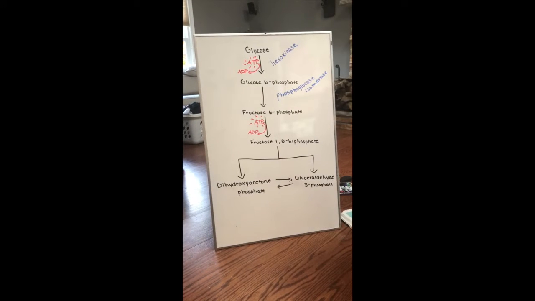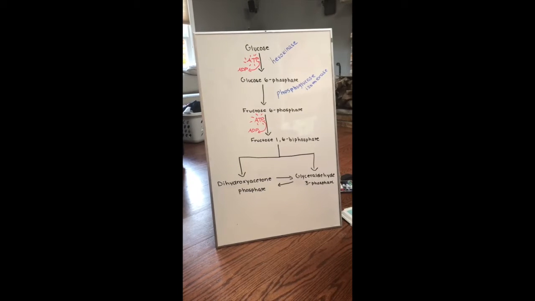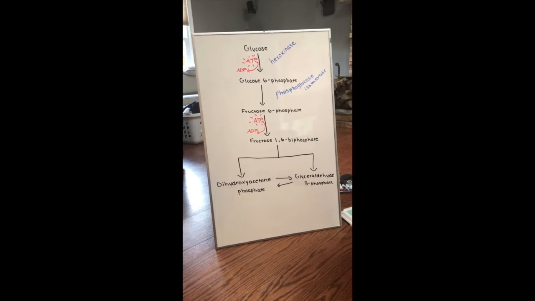Step 3 of the energy investment phase, phosphofructokinase transfers a phosphate group from ATP to sugar. A second ATP is invested into glycolysis. Sugar is now ready to be split because 2 phosphate groups total are present.